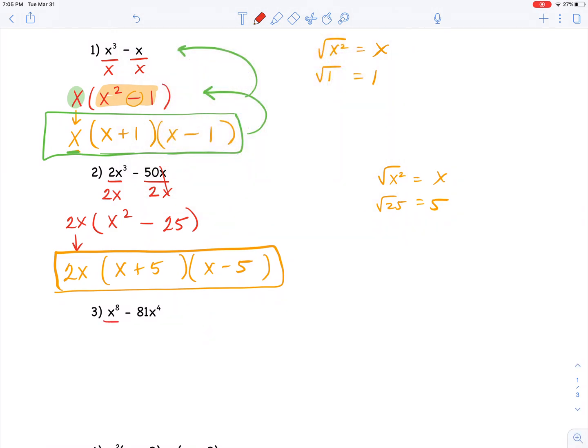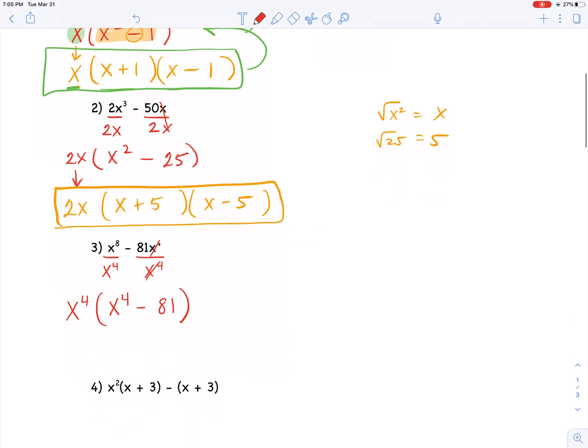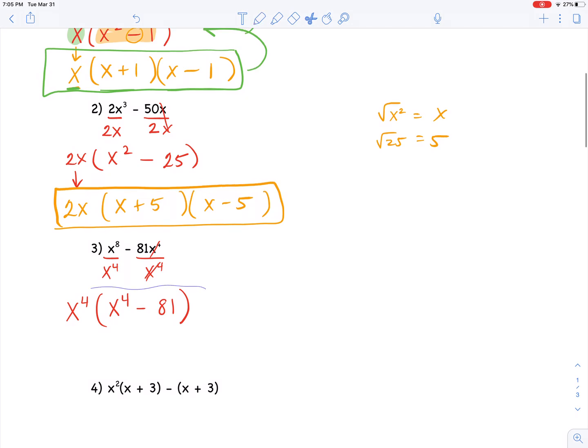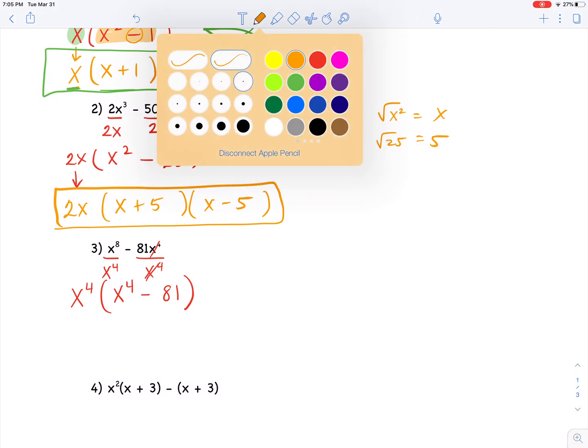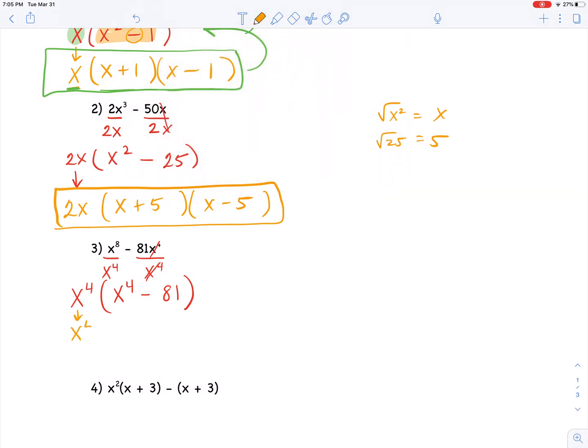Looking at the 2 terms, there's no number I could divide them both by. They both have the base of x. What's the lower power? 4. So I'm going to divide them both by x to the 4th power. Then I'm going to get x to the 4th minus x to the 4th divided by x to the 4th goes, and I'm left with 81. Then I'm going to bring down the x to the 4th. And I have a difference of 2 perfect squares.